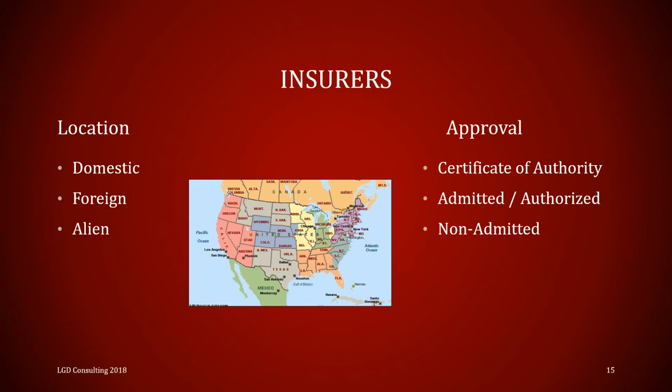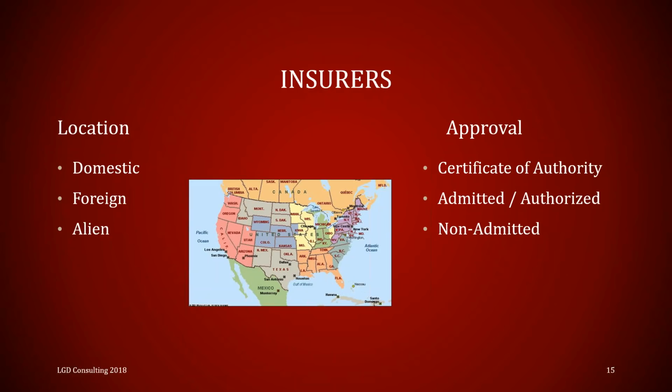But let's say New York Life has so much business on the East Coast, they don't care to apply and pay fees to get approval to sell in our state. So they would still be foreign. They would just be non-admitted because they did not get approval to openly, actively sell in our state. Again, location, domestic, foreign, alien, versus approval or non-approval. Okay, they're two different topics.